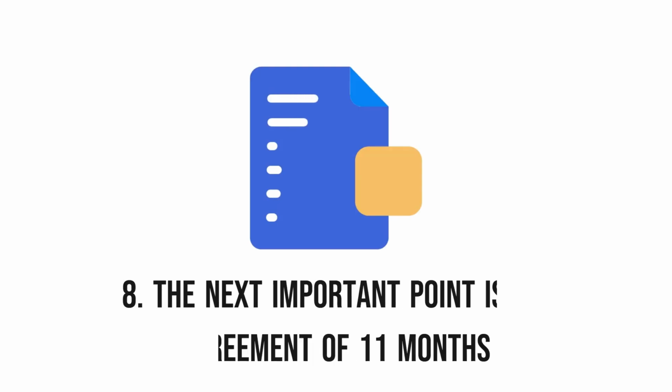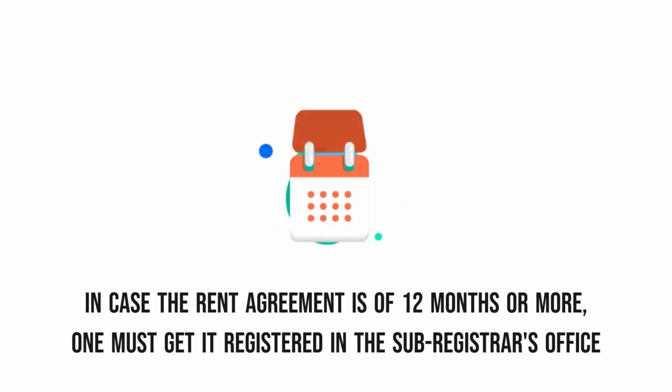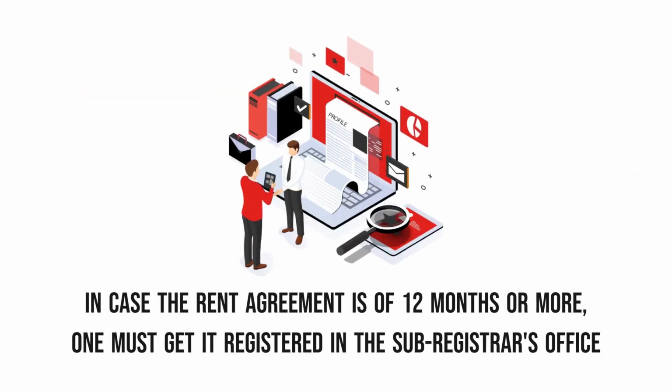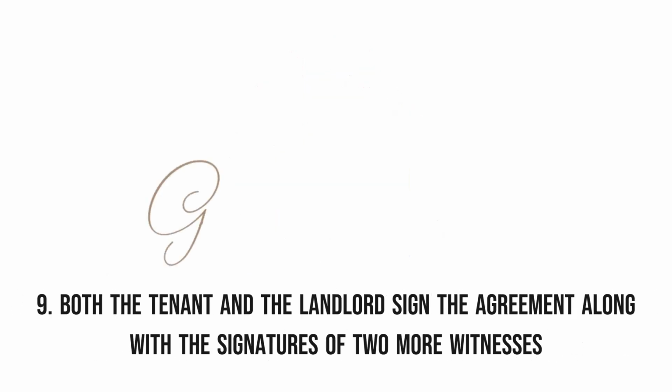Then, the next important point is to draft a rent agreement of 11 months. In case the rent agreement is of 12 months or more, one must get it registered in the sub-registrar's office. Both the tenant and the landlord sign the agreement along with the signatures of two more witnesses.